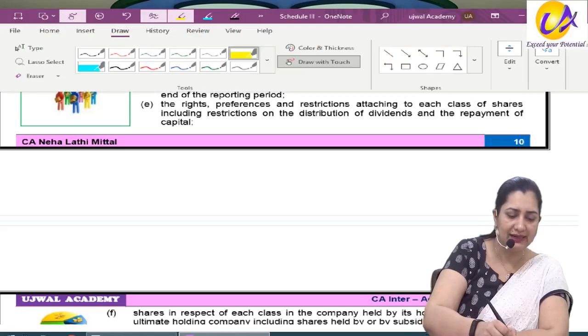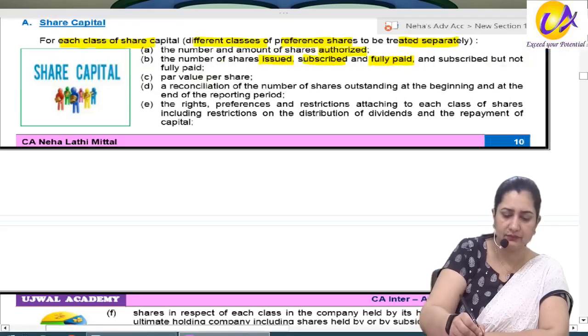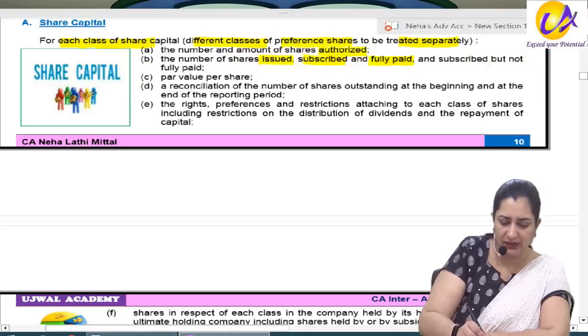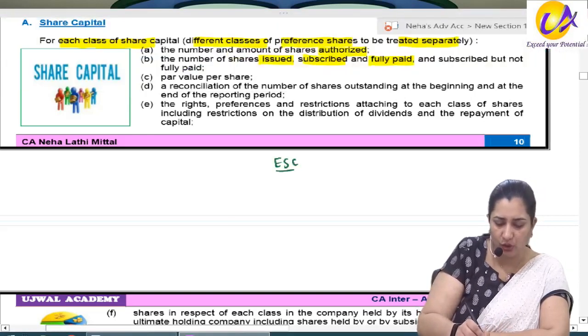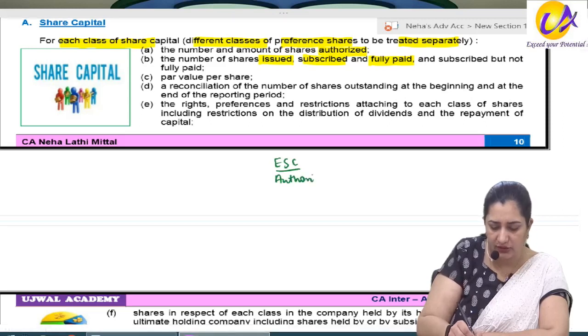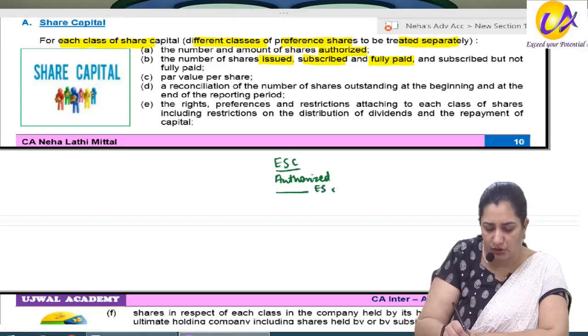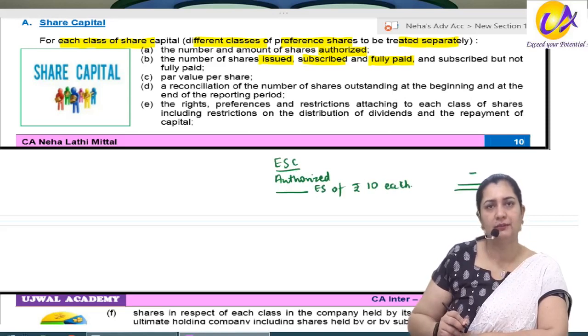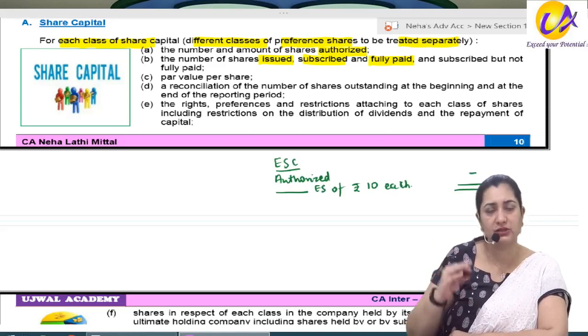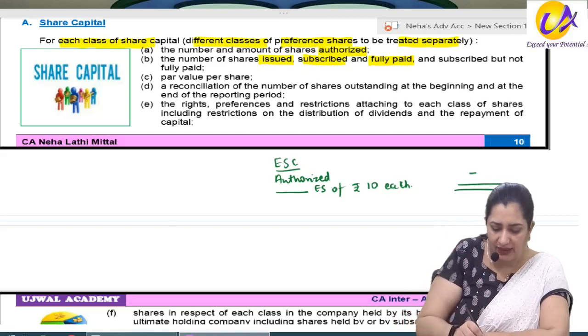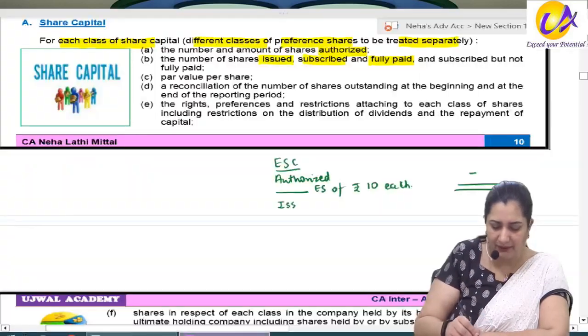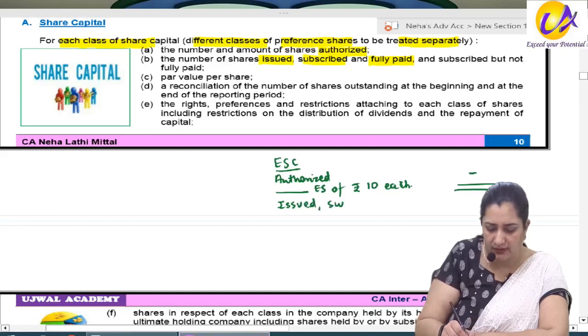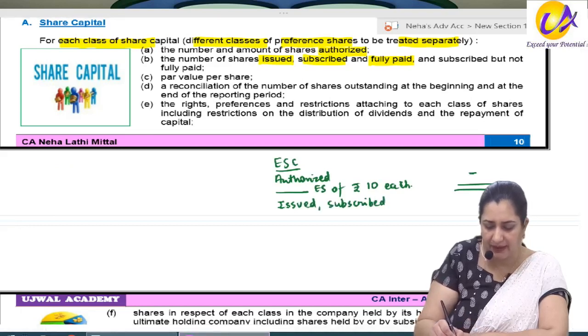So what we do, we write like this. In our share capital, we write our equity share capital. Under that we write authorized, so many equity shares, whatever the number, of rupees, the face value, each. We write the amount and then we double underline it, because this is only authorized, it is not in the books of accounts, it is only for disclosure's sake. And then we write issued, subscribed and paid up.